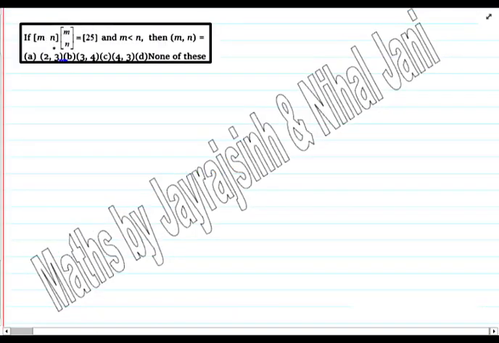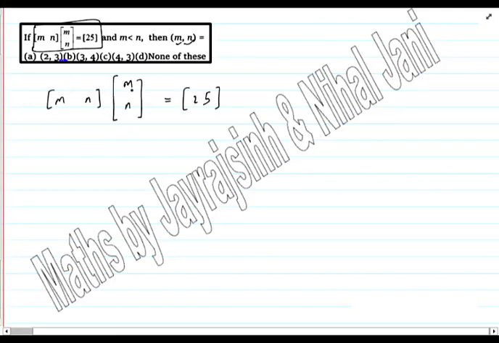Now here we have a cute little but khatarnak question. In the question, a matrix equation is given, and we have to find the value of m and n. So let's get the condition.